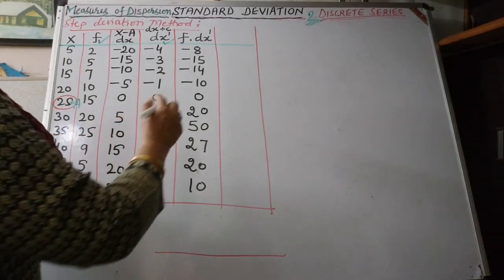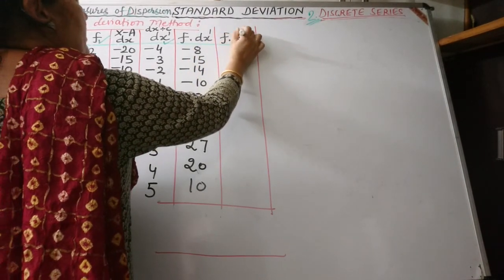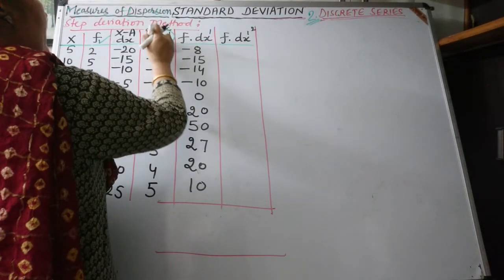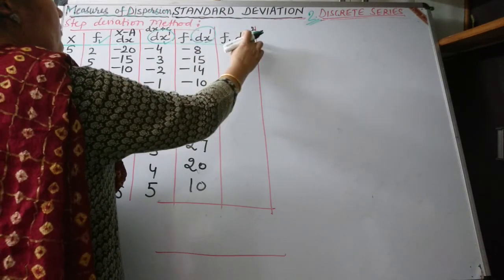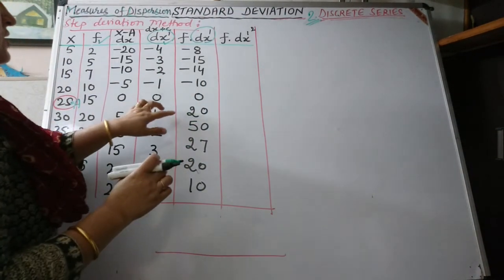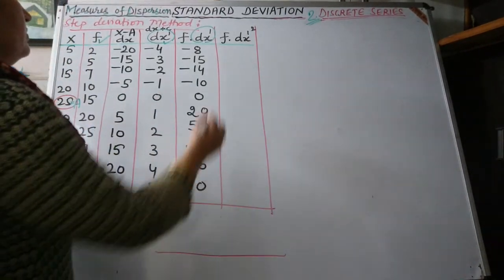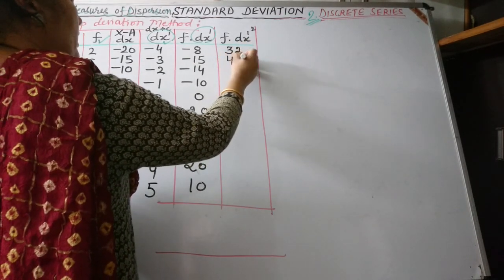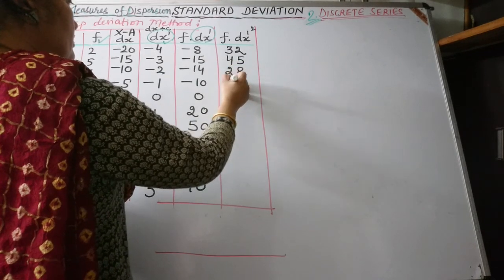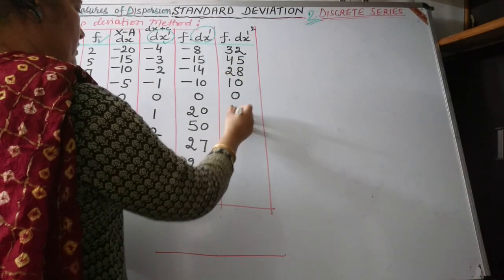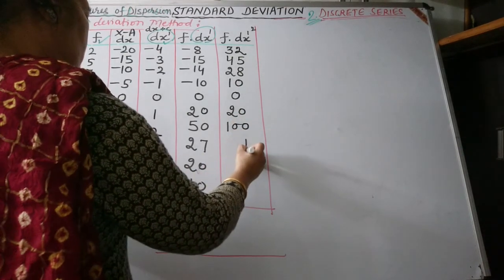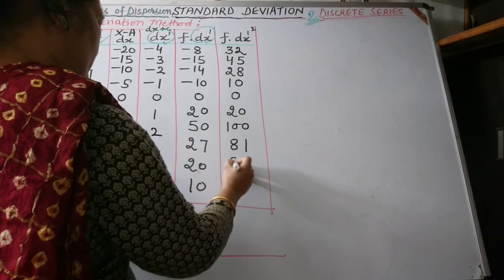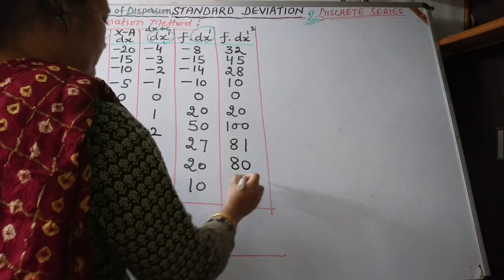Next we have to calculate frequency multiplied by dx dash square. So if this f dx dash and this dx dash both are multiplied, then we get f dx dash square. So the last two columns will be multiplied. It will be 32, 45, 28, 10, 0, 20, 100, 81, 80 and the last one is 50.